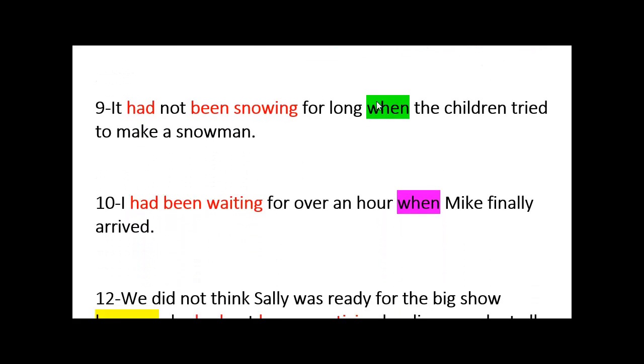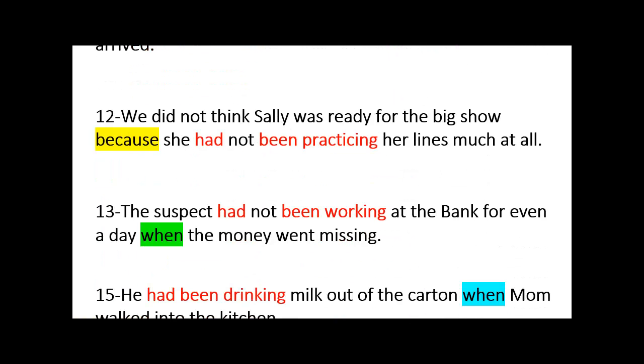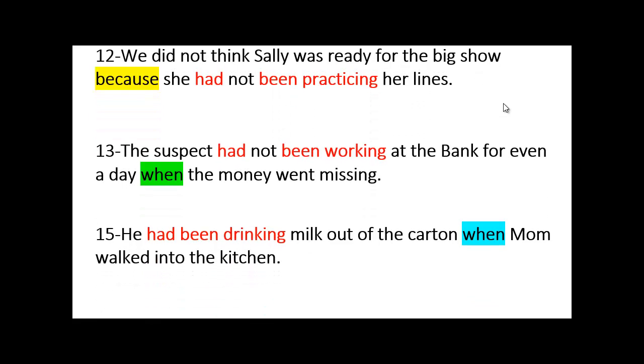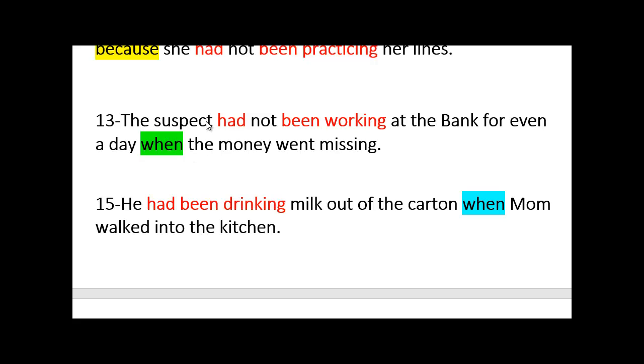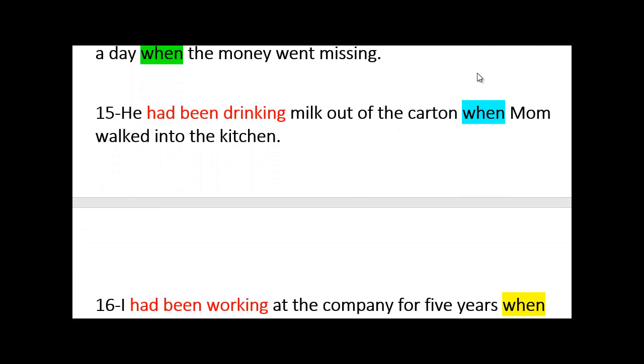Again, another two examples with when, and you can see the format. It hadn't been, that's a negative, and we're using when as a conjunction. I had been waiting when Mike finally arrived. We didn't think Sally was ready for the big show because, another because, she had not, that's negative, been practicing her lines again. The suspect hadn't been working at the bank for even a day when the money went missing. Another when, and it's negative. He had been drinking milk out of the carton when mom walked into the kitchen.